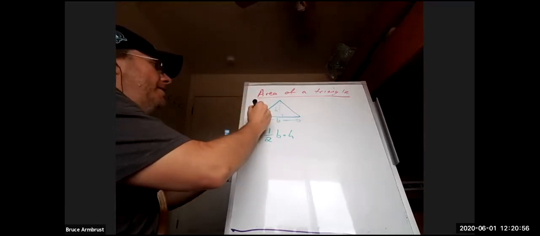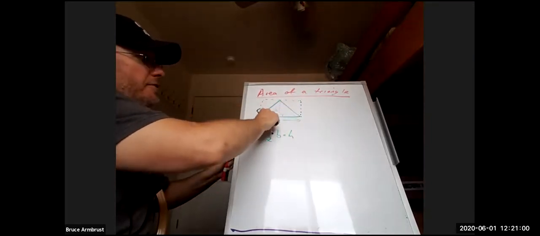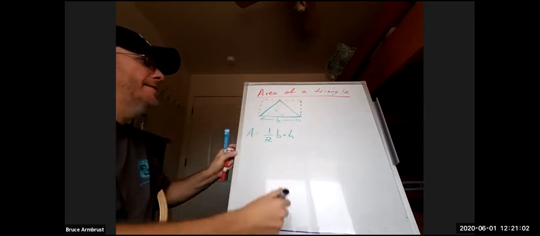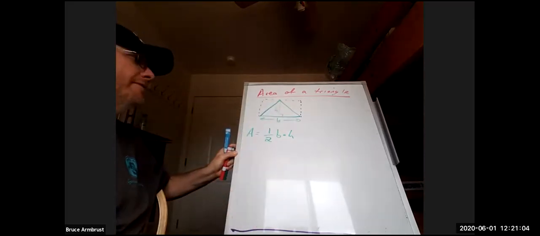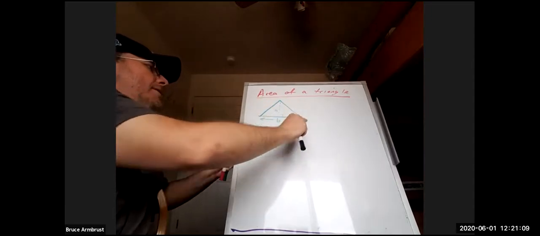And if we were to make this a rectangle, you can see that these little triangles get duplicated. So that's why we have to cut it in half. So this is a formula most of us learn pretty early on for area of a triangle. It's good old 1/2 base times height.